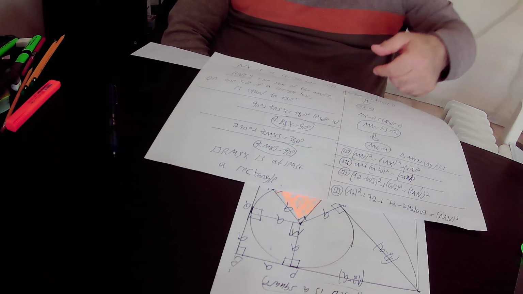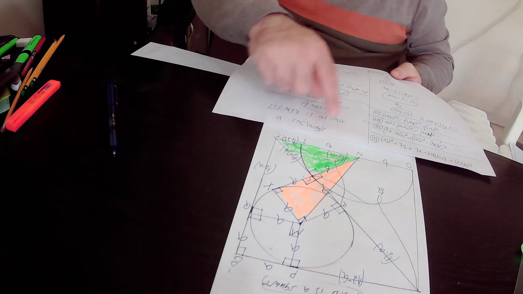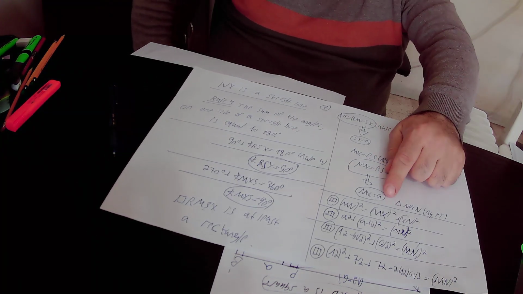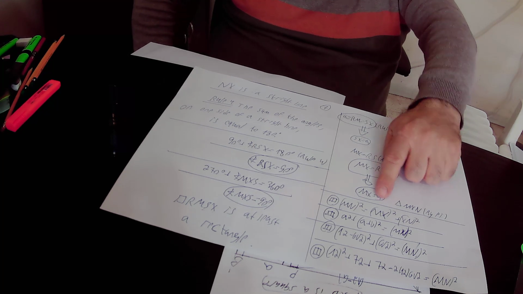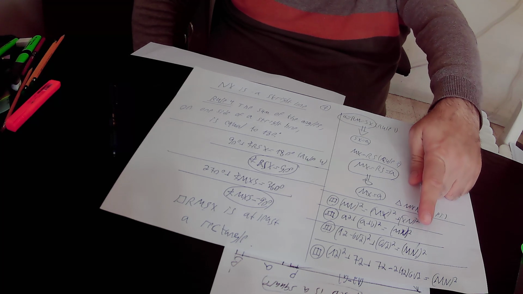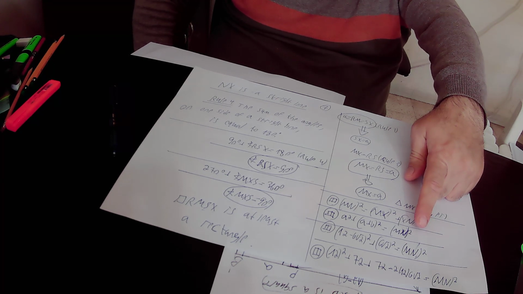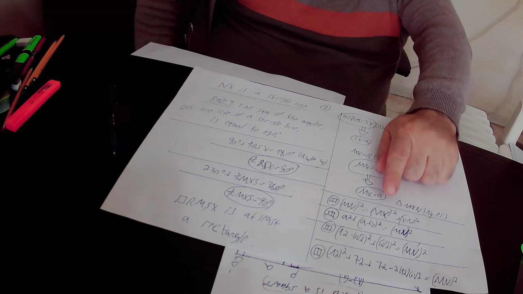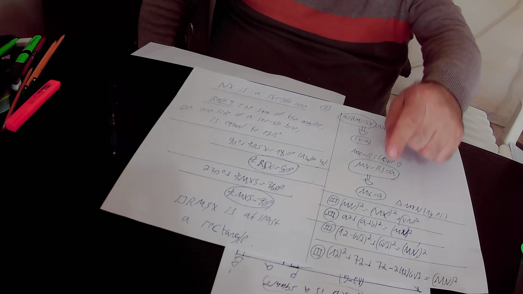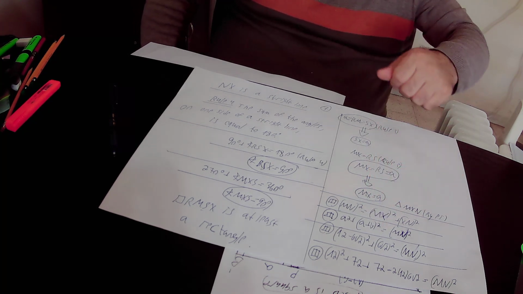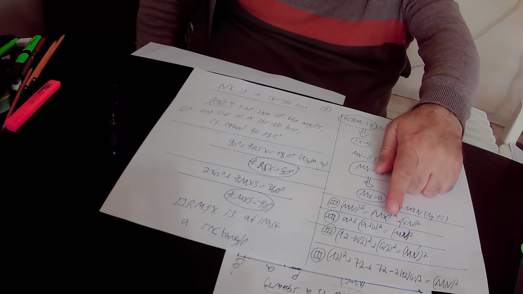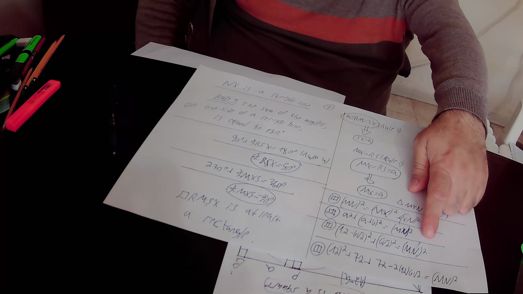MX equals A. NX equals A plus B. So MX squared is A squared, plus NX squared, which is (A plus B) squared. It must be equal to MN squared, the hypotenuse squared. So we know that A equals 12 minus 6 times square root of 2, so A squared is (12 minus 6 times square root of 2) squared. A plus B equals 6 times square root of 2, so (A plus B) squared will be equal to (6 times square root of 2) squared, and it equals MN squared.